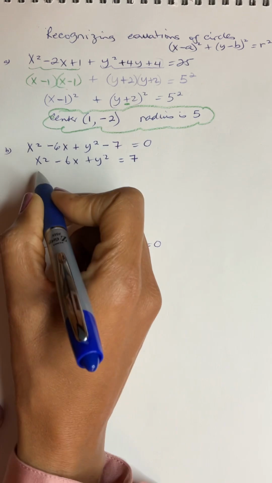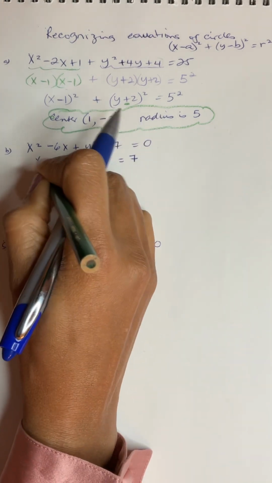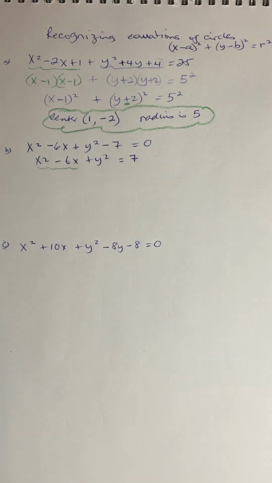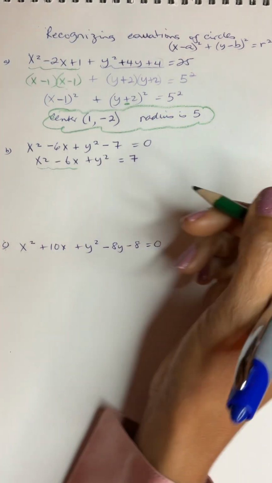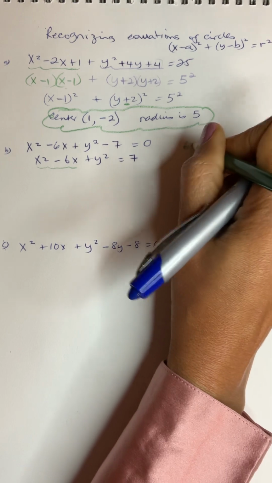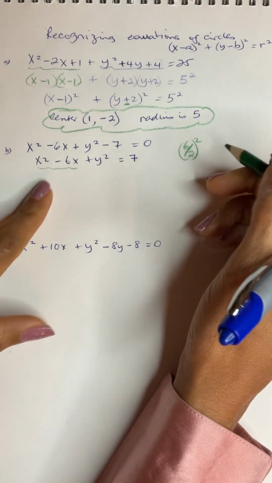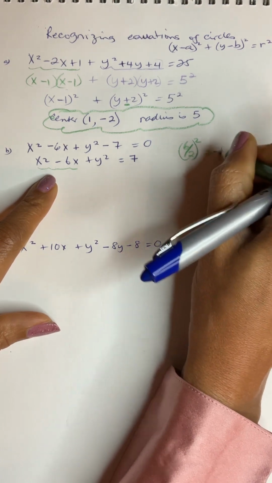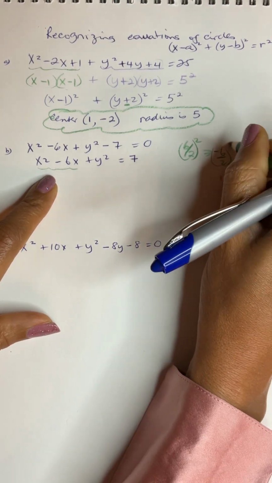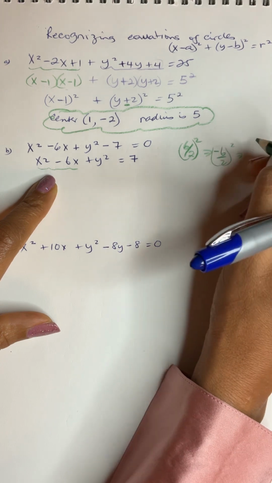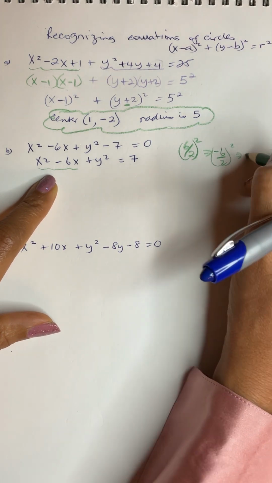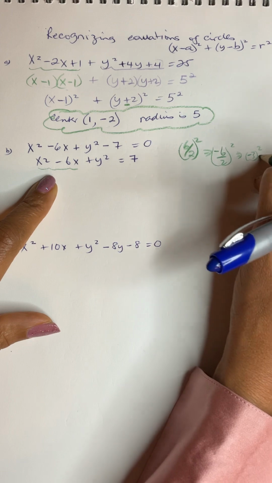Next we have just these two terms here. We have to use what we know as completing the square. In completing the square, we take your b value divided by 2 and raise it to the exponent 2. So we have negative 6 divided by 2, raised to the second power. Negative 6 divided by 2 is negative 3, and negative 3 to the second power is 9.